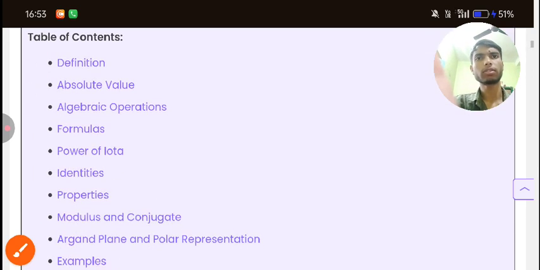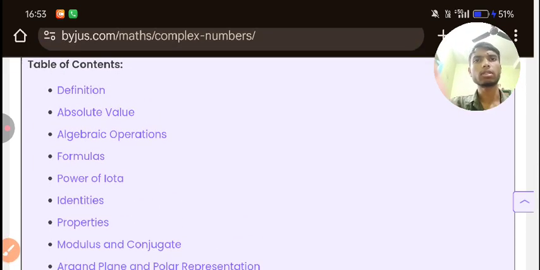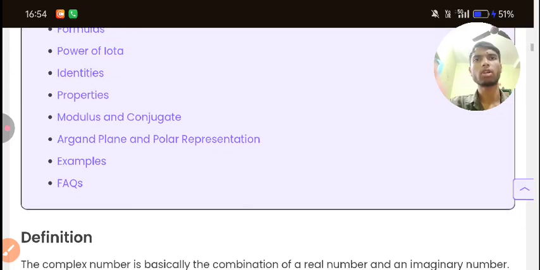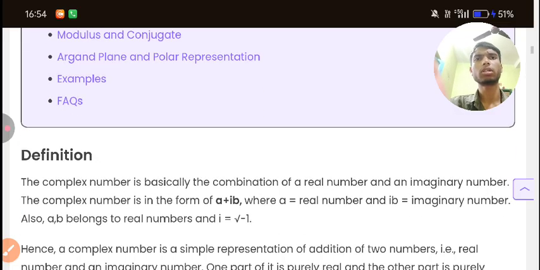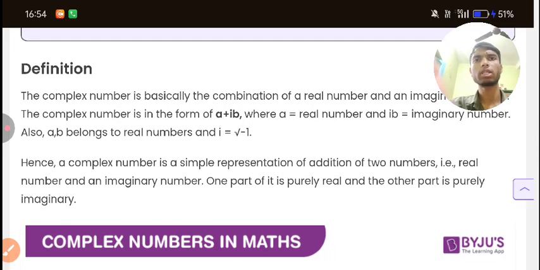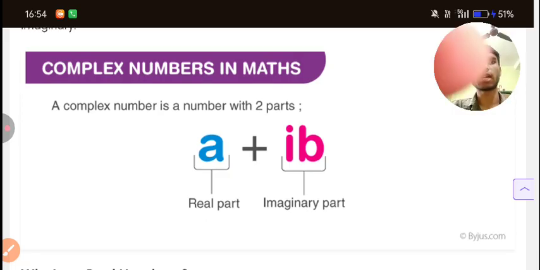Now, the contents of this lecture: definition, absolute value, algebraic operations, formulas, powers of iota, identities, properties, modulus, and conjugate. All this will be discussed. We know what a complex number is. Now, let's visualize a complex number.